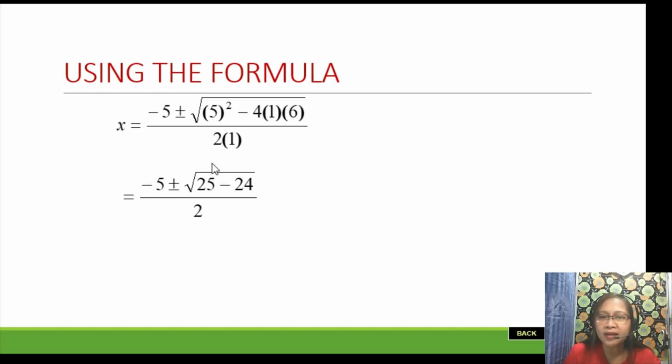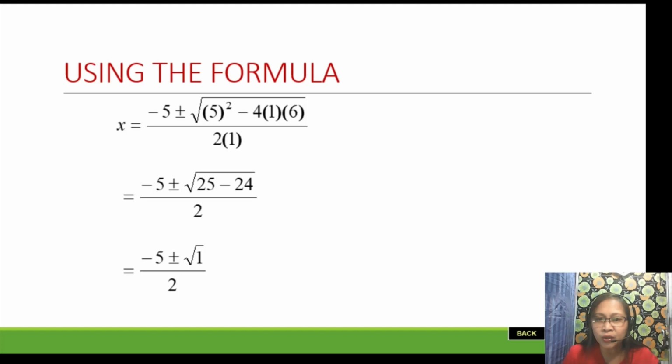Okay, what happened? Why does it become 25? Of course, the square of 5 is 25. 5 times 5 is 25. And then you multiply negative 4 times 1, that is negative 4. Negative 4 times 6 is negative 24. Ayan, kitang-kita, di ba? And then 2 times 1 is 2. That is your denominator. Then what's next? Okay, you subtract 25 and 24. 25 minus 24 is 1. Diba? Then you copy lang itong negative 5 plus and minus the square root of 1 all over 2.